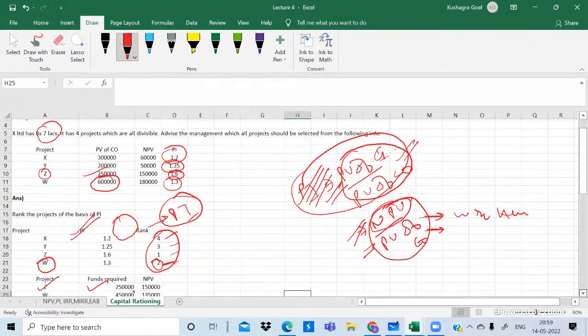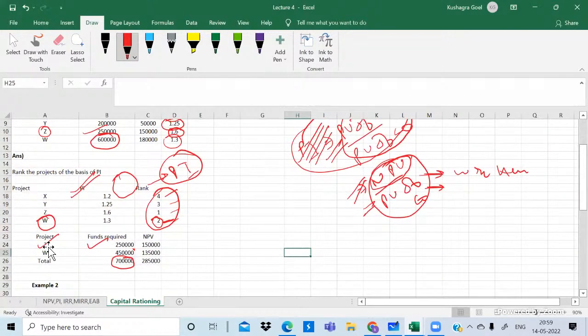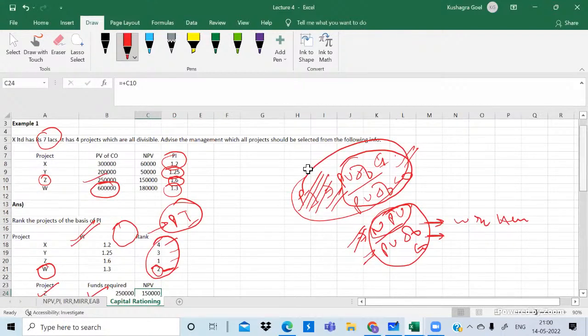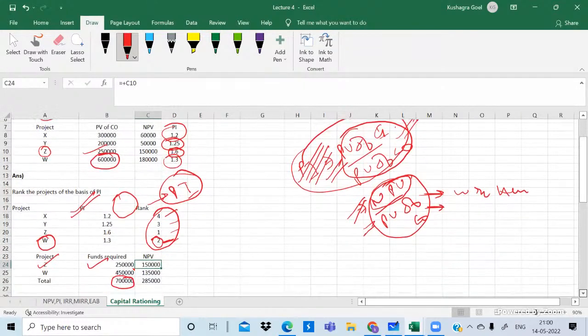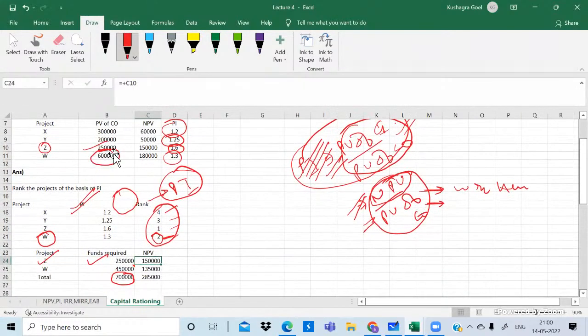So I'll implement project Z and I'll implement 75% of project W. So I'll invest 4.5 lakhs, which is my balancing figure, and I'll calculate the NPVs. So when I implement project Z, what is my NPV? My NPV is given as 1.5 lakhs. So I take this 1.5 lakhs. But when I implement project W, if I implement the entire project, I was getting 1,80,000, but I'm implementing only 75% of the project. So what will be the NPV from this project? It will be 75% of 1,80,000, which is 1,35,000.